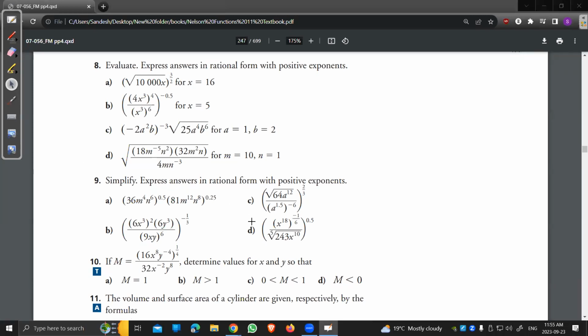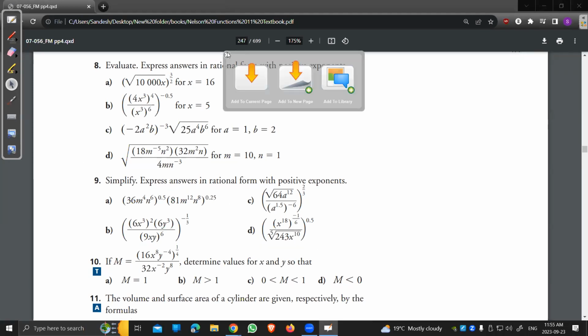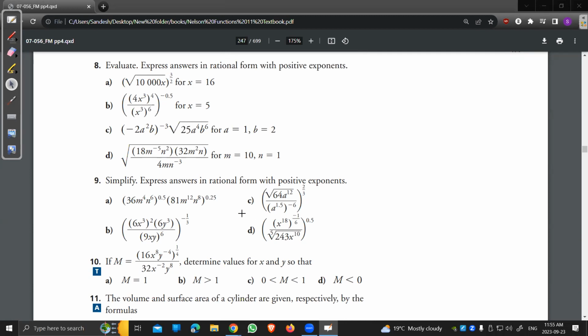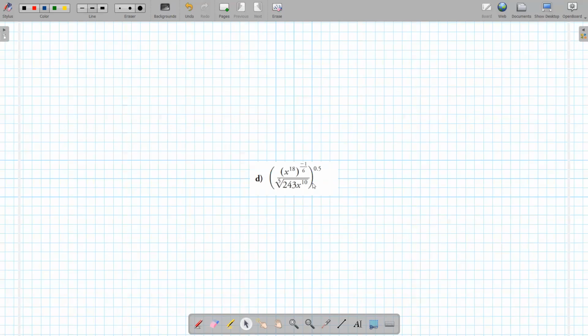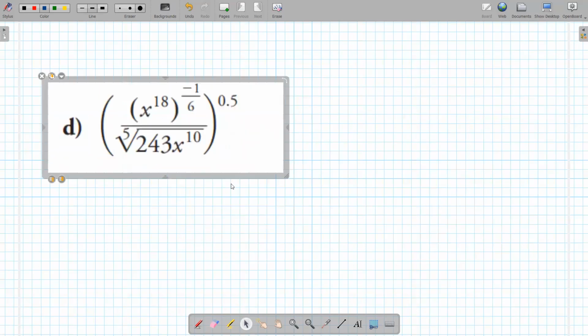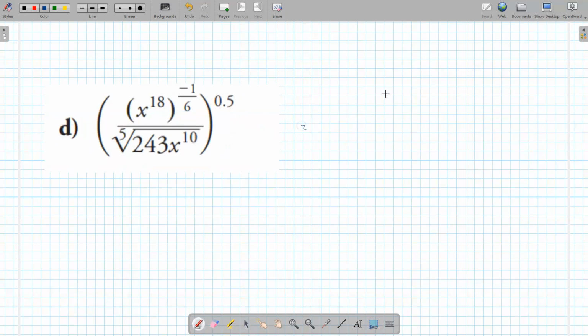This one also looks weird, but it's the same idea. As long as you know your exponent laws, it's just a few steps. Open the numerator there. x to the 18 to the negative 1 over 6. What does that give? x to the power of negative 3. Yeah.